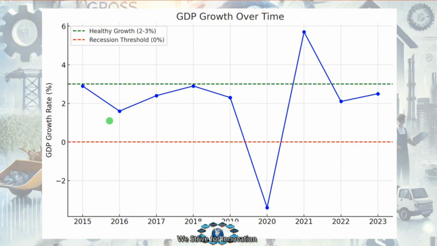So this way, I hope this small introduction gives you a clue or an idea. When you look at the number of GDP, you can right away figure out, is it good or is it bad?